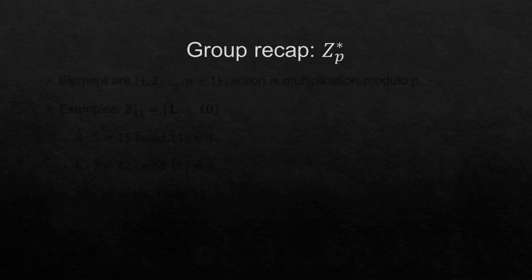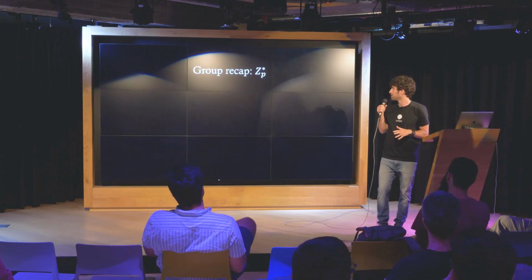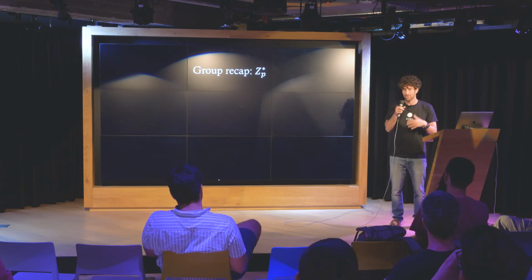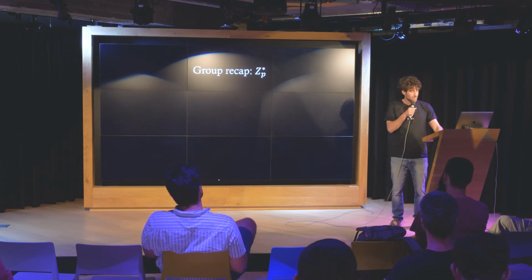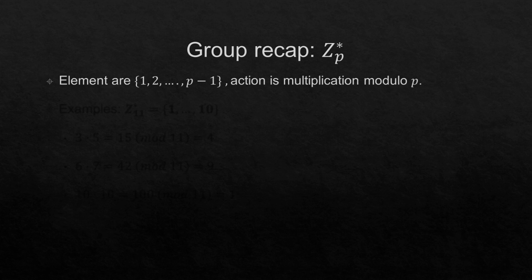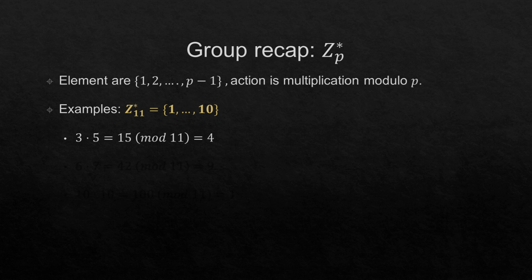Okay, so cryptography generally and discrete log is done on many kinds of groups, but in this talk we're not going to care about different kinds of groups. So let's just have in mind the group Z_p star. Z_p star is the group whose elements are 1 until p minus 1, and the operation is multiplication modulo p. Okay. Examples, so Z star 11, the elements are 1 to 10, and let's multiply some stuff.